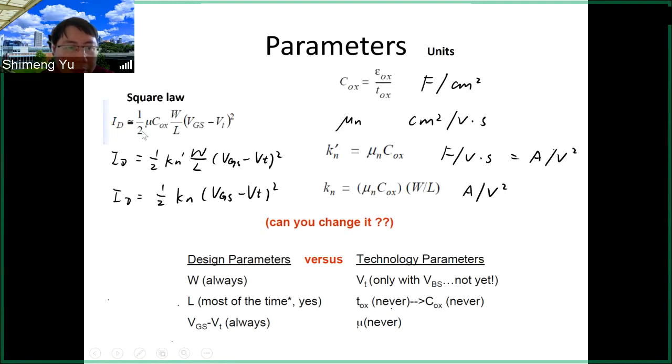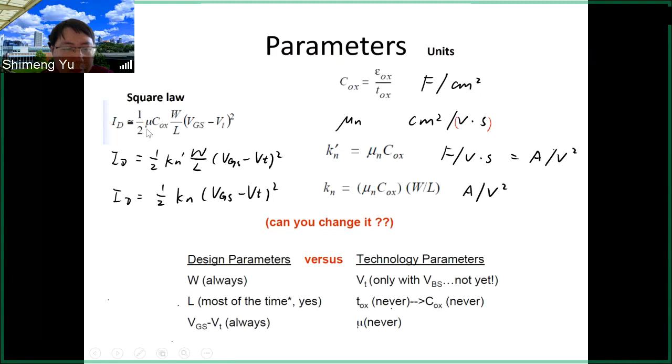So this is the drain current equals half mu. Mu is mobility. Mobility tells you how fast the carrier moves under the electric field. And we have the mu n for the electron mobility. And later, when we talk about the PMOS, we will have a mu p for the hole's mobility. The mobility for electron is typically larger than that for hole. Electrons move faster than holes in silicon. So this is the mobility, and mobility has a unit: centimeter squared divided by volt times second.